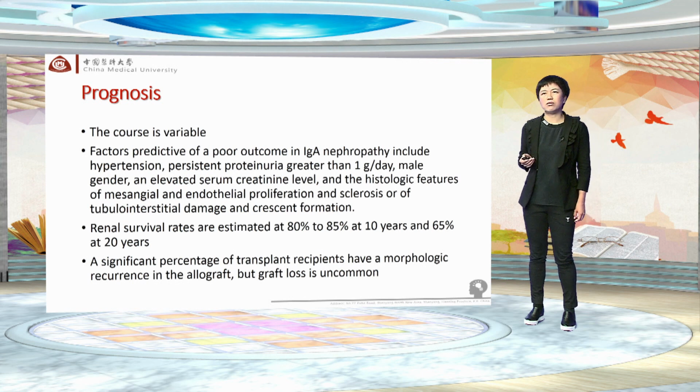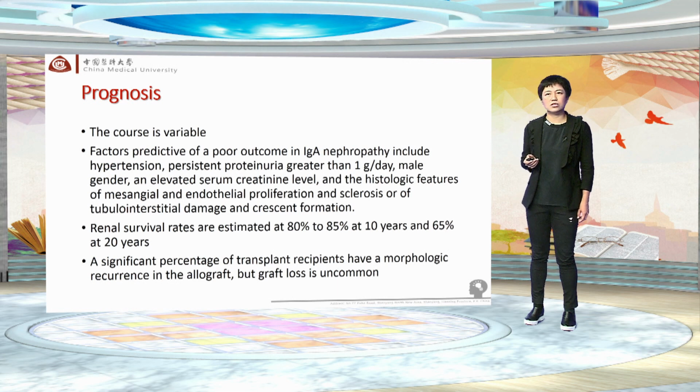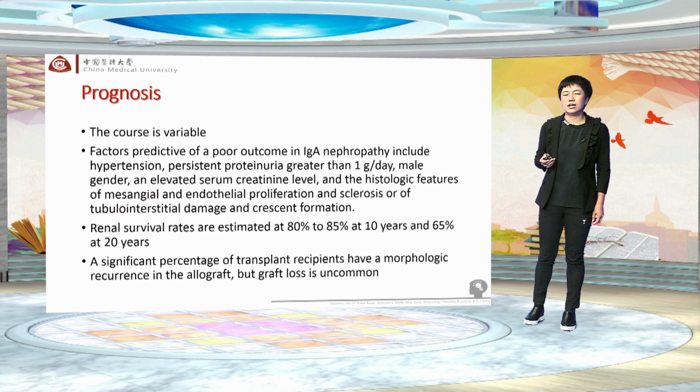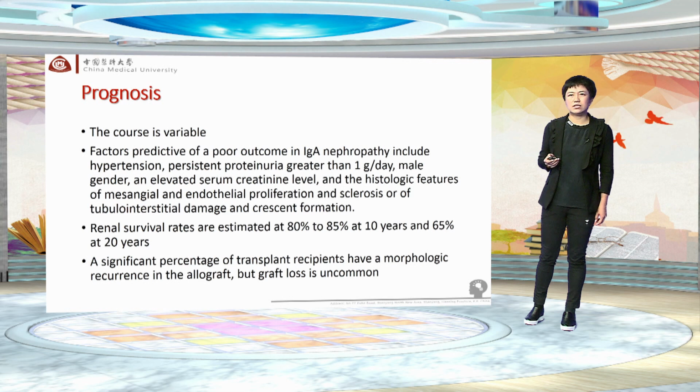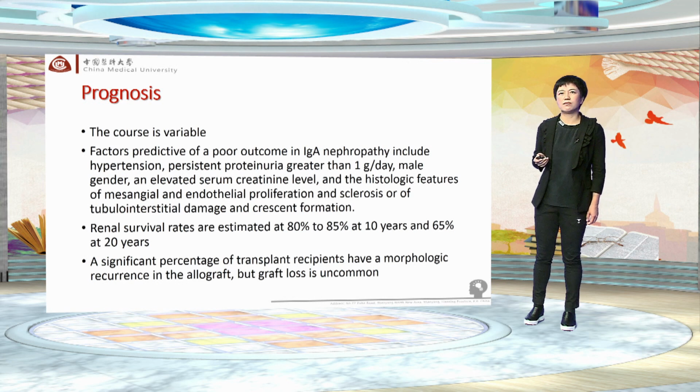The course is variable, with some patients showing no decline in GFR over decades and others developing nephrotic syndrome, hypertension, and renal failure. Factors predictive of a poor outcome include hypertension, persistent proteinuria greater than 1 gram per day, male gender, and elevated serum creatinine level, and the histologic features of mesangial and endothelial proliferation and sclerosis or of tubulointerstitial damage and crescent formation.